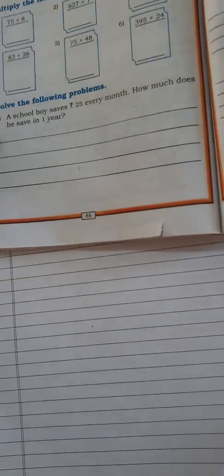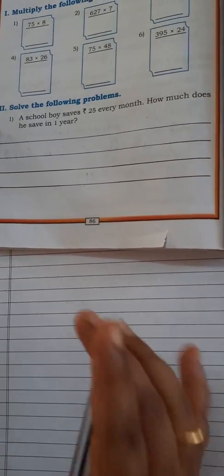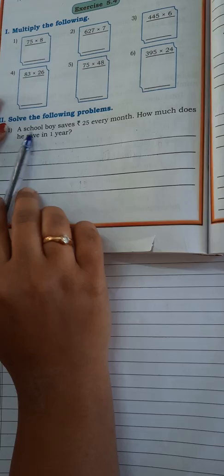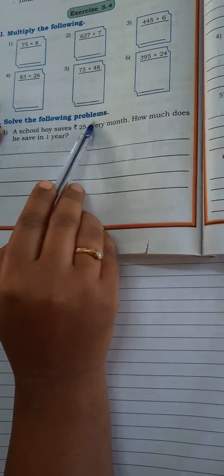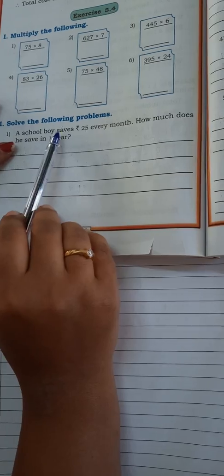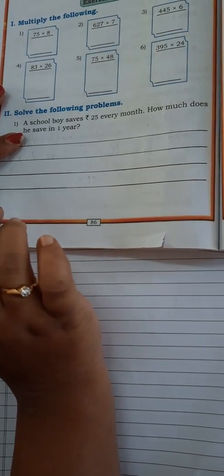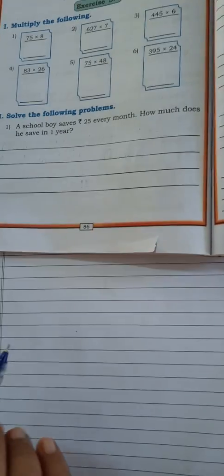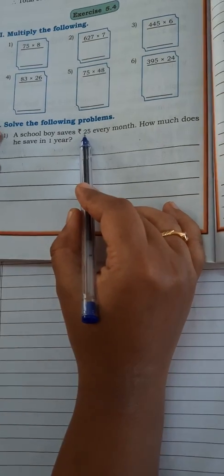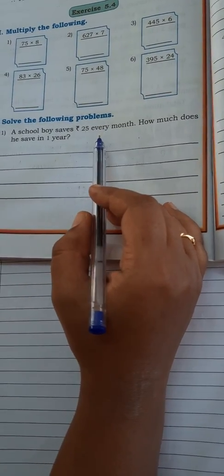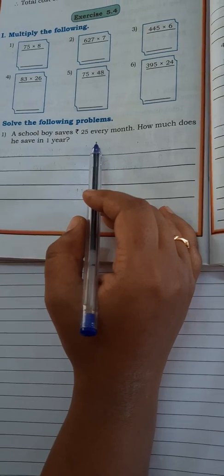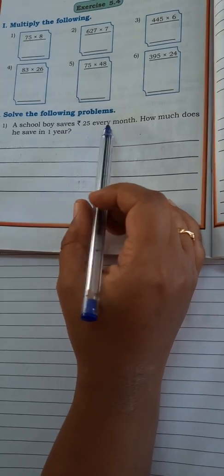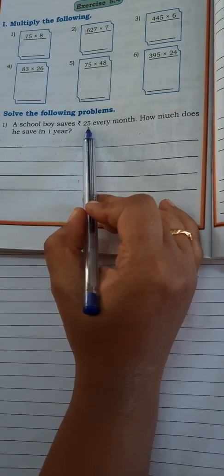See children, here are your verbal sums, word problems. Keep your finger on the words I am going to read now. So the first question is, a schoolboy saves 25 rupees every month. One schoolboy is there. What is his name? Any name you can take, or else take your own name. He saves 25 rupees every month. Saves means what? He'll keep safely in his house or piggy bank. You all are using a piggy bank, yes or no? In that he is saving every month 25 rupees.